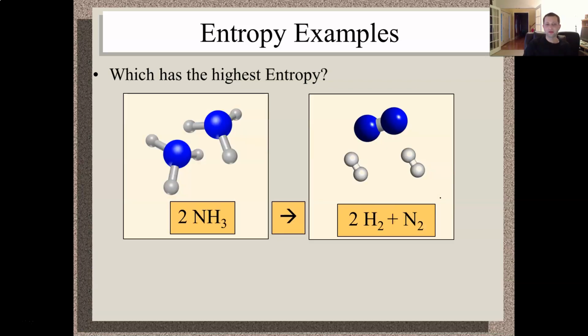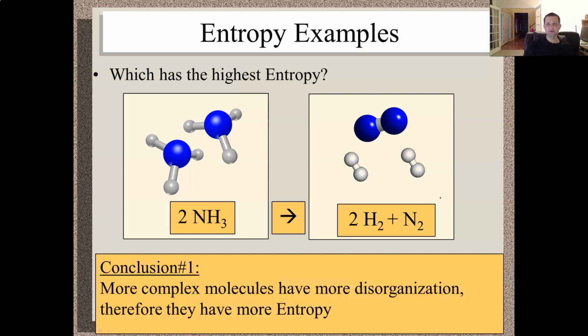Last one, when we look at moles of particles, this one can be a little confusing. So which has the highest entropy? We have 2NH3 yields 2H2 plus N2. So there's a couple ways to look at this. The first conclusion we could come to is the more complex molecule has more disorganization. Therefore, they have more entropy. So that's the first thing you can look at here when you're looking at NH3 and then H2 plus N2. Something else you could look at though, and that conclusion might bring you to believe that the NH3 has a higher entropy value because there's more bonds there. It's a more complex molecule.